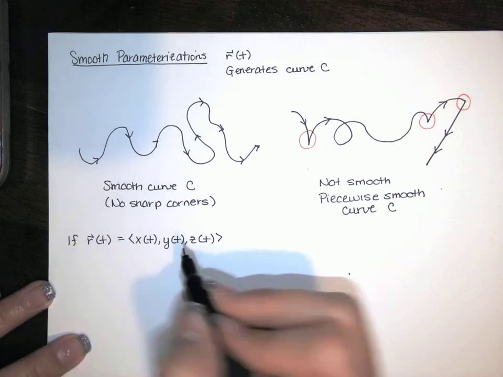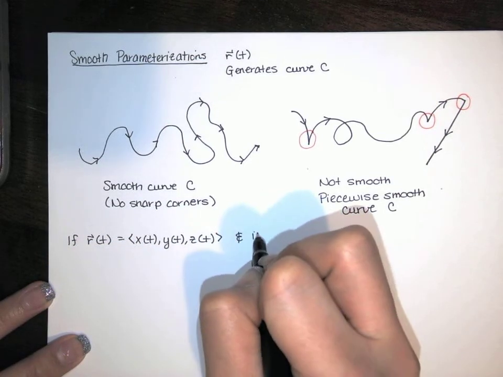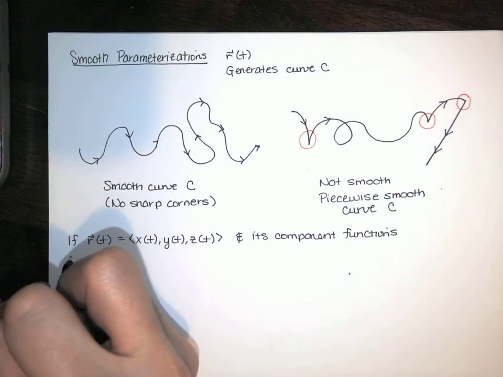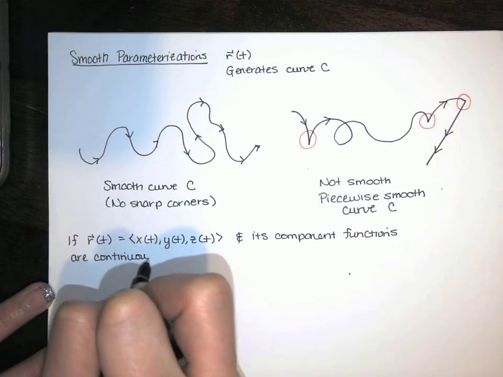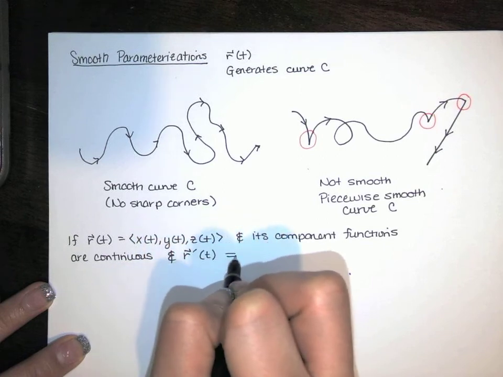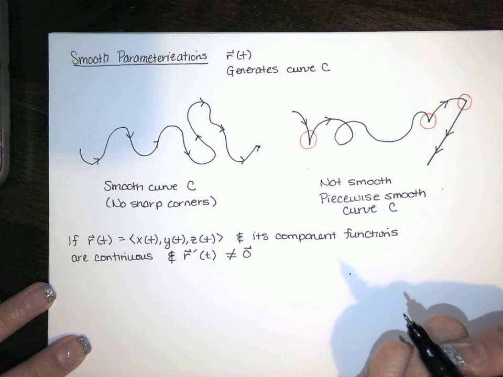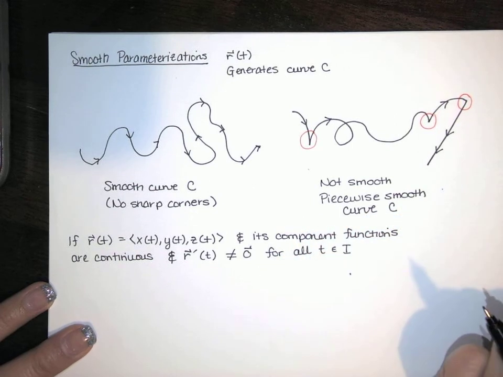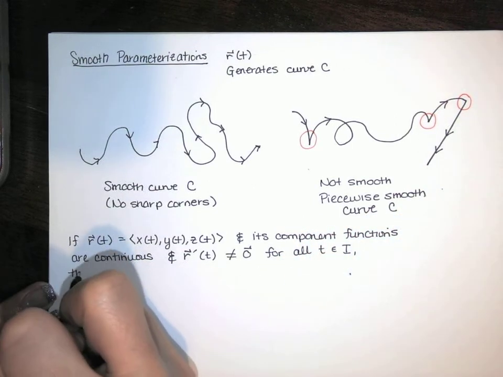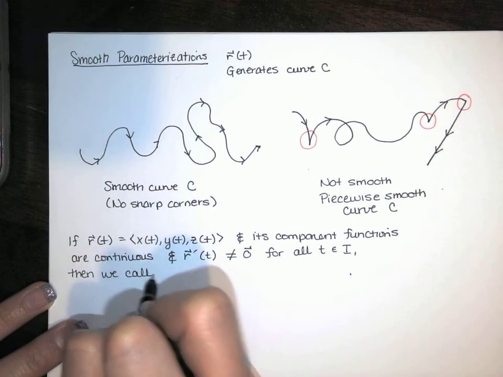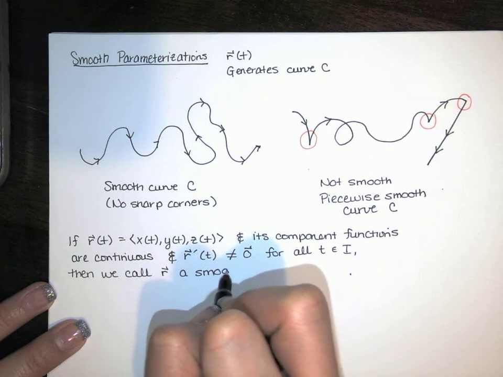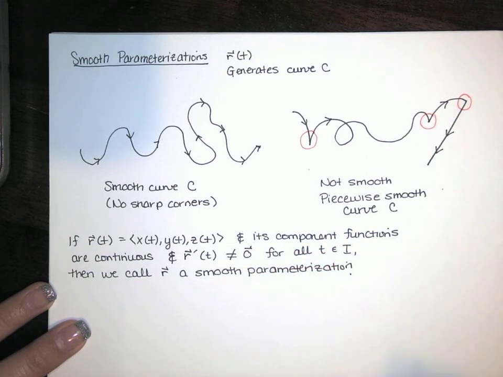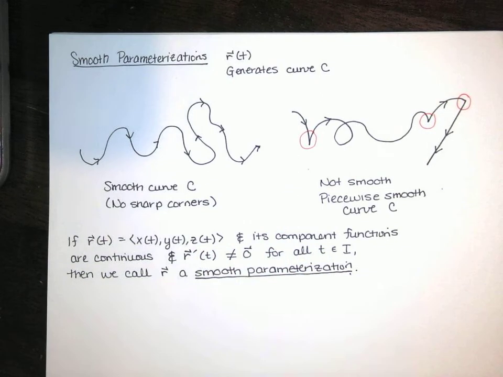If r is given by this, and its component functions are continuous, and r prime is not the 0 vector, for all t in some interval, I'm just going to call that I for interval, all t in some interval I, then we call r a smooth parameterization. And the curve that is generated by r is probably going to look like this.